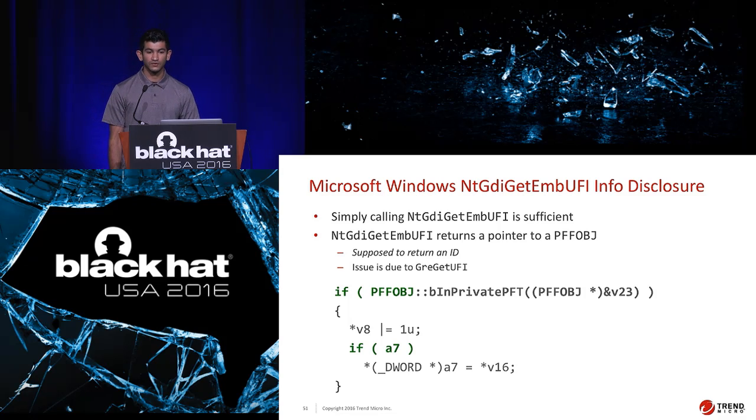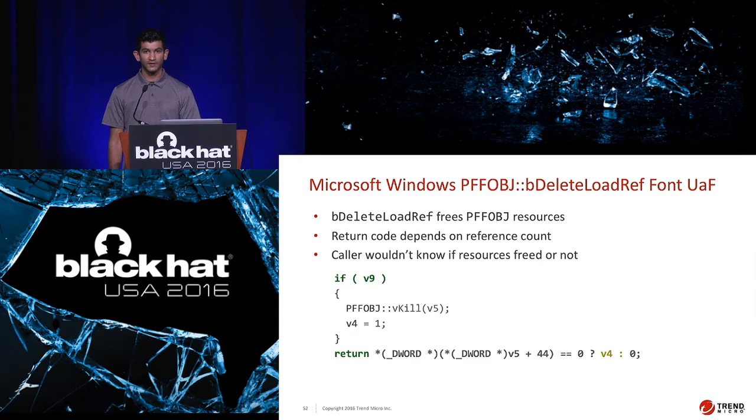The kernel portion starts off by allocating a PFF object, which is basically just a font. It's a representation of a font. The information leak is effectively a logic issue, where this function, ntgdi get emb ufi, would call another function, gre get ufi, and it's supposed to return an ID that is used to reference the PFF object. But for whatever reason, they forgot or didn't check, and they were returning the kernel pointer. So you had a direct kernel pointer that was being leaked to userland of a font that you had some control over. The actual exploitation from kernelland occurs as a result of this function, bdeleteLoadRef, which is used as part of cleaning up a font.